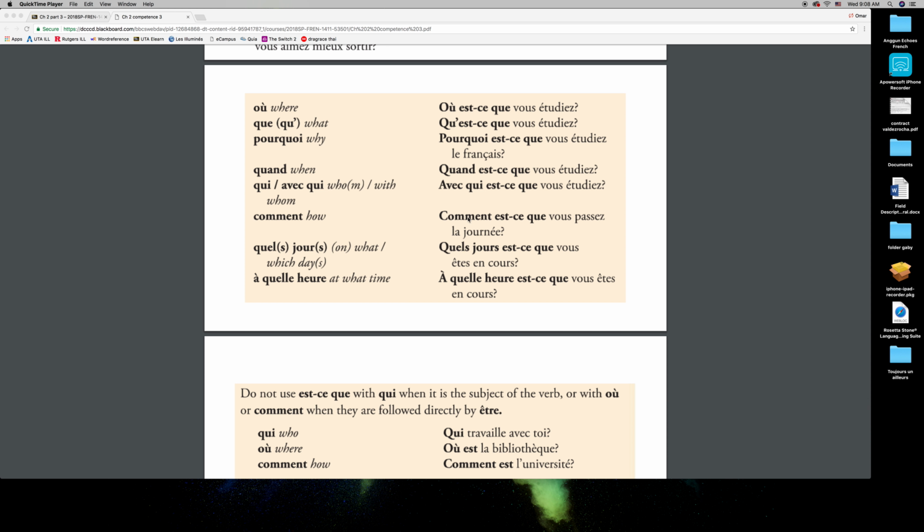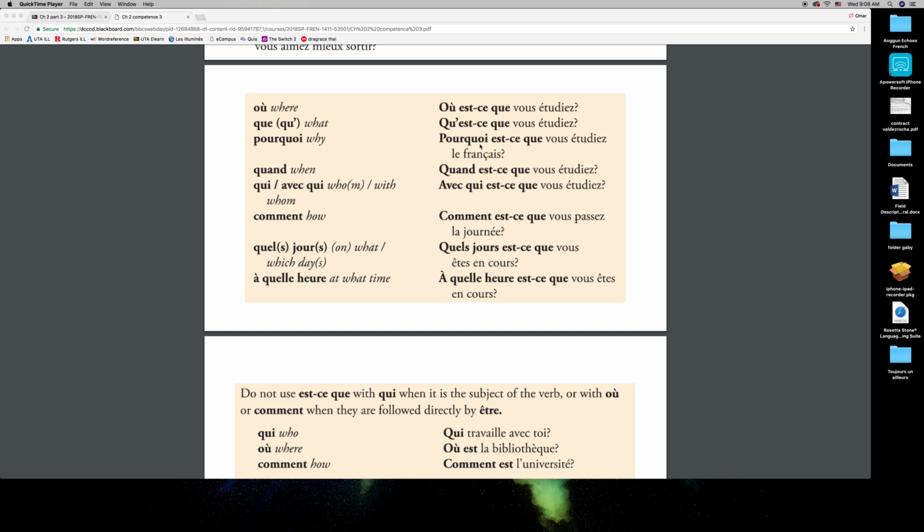And here are some, you see how it's all the same? The only thing that's different is the question word. Vous étudiez. Où est-ce que vous étudiez? And the answer is j'étudie, right? J'étudie. Où est-ce que vous étudiez? J'étudie à El Centro College. Qu'est-ce que vous étudiez? J'étudie le français. Pourquoi est-ce que vous étudiez le français? Parce que j'aime la culture française. You see, pourquoi has parce que, right?